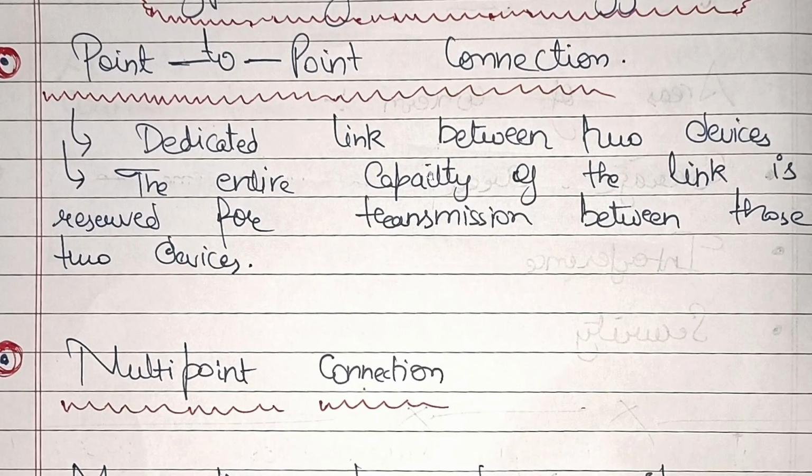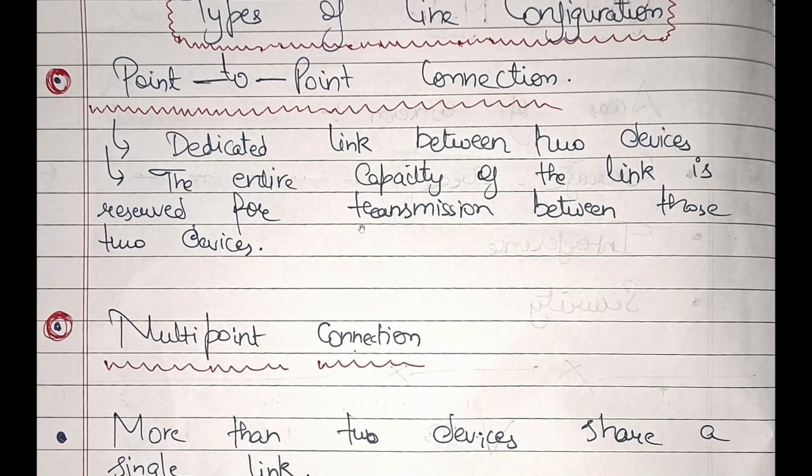A dedicated link between two devices, with the entire capacity of the link. Suppose my computer and your computer are connected via an Ethernet cable. That whole Ethernet cable is totally dedicated to our communication. No other computer, no other node, is using that Ethernet cable except us. Alright, this will be a point-to-point connection. Coming back to the definition, the entire capacity of the link is reserved for transmission between those two devices, as I mentioned.